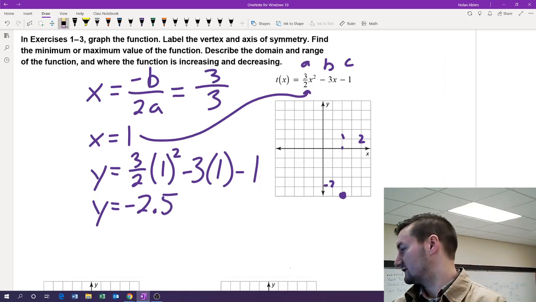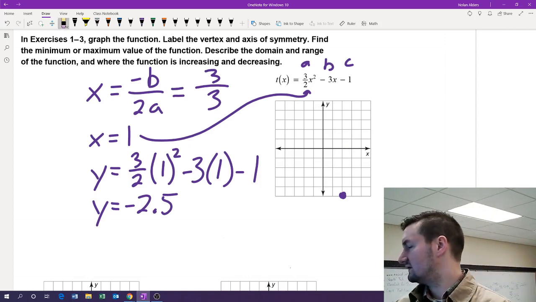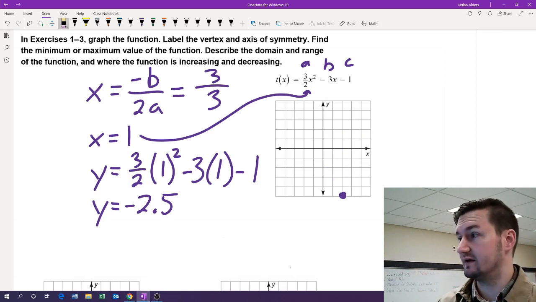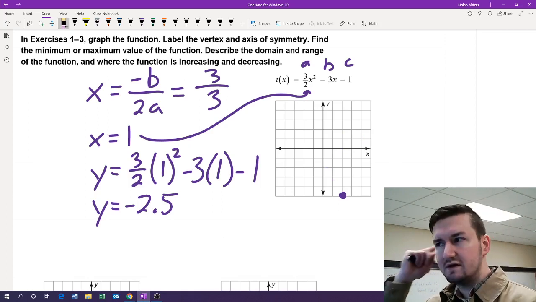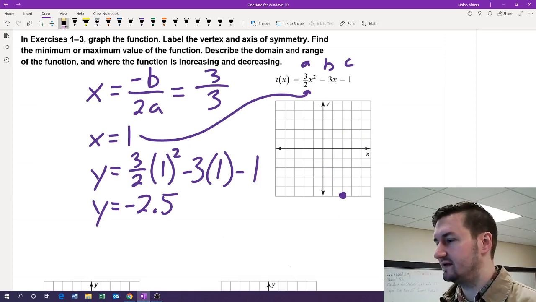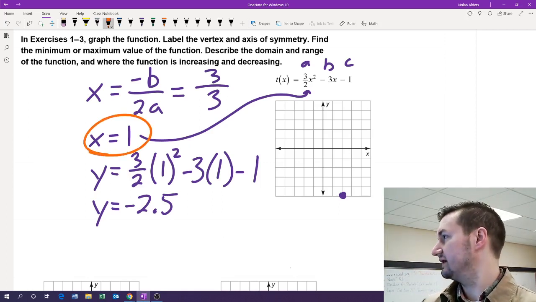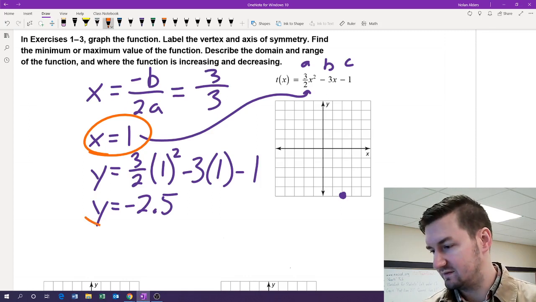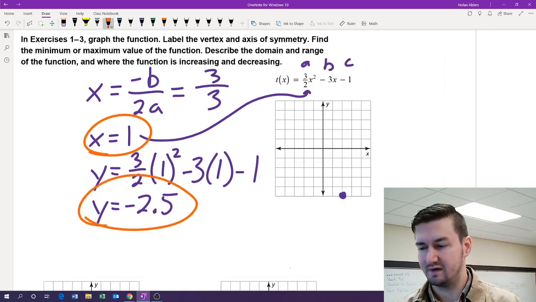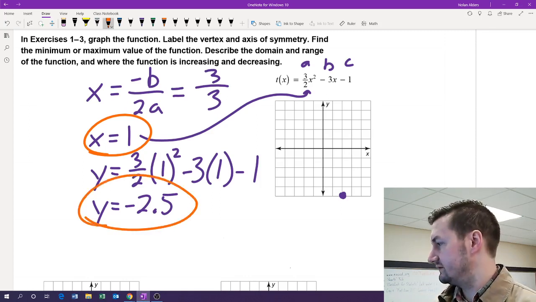All right, so that's how to find the vertex, and once you get the vertex, you're good to go. Just remember, to find the x coordinate, it's just negative b over 2a, and then take that value for x, substitute it into your rule, and you'll figure out what y is. All right, and that'll give you your vertex.